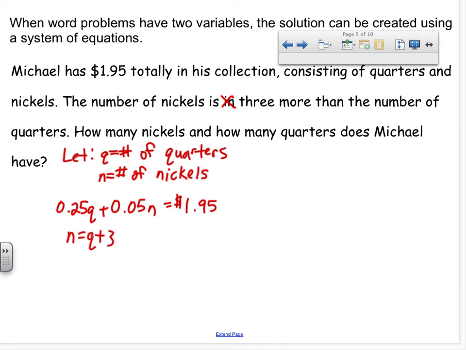And you might notice from what we've been doing in class that this can be solved using the substitution method. Since N is equal to Q plus 3, I can replace N with Q plus 3. So my new equation becomes 0.25Q plus 0.05 times (Q plus 3) equals $1.95.